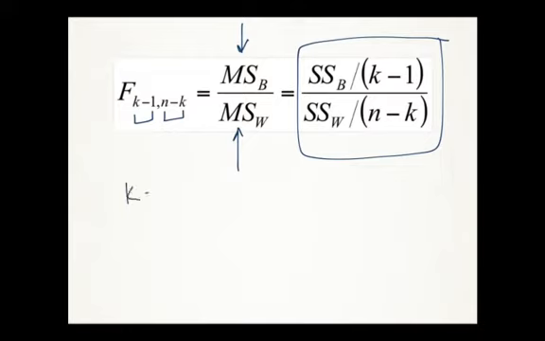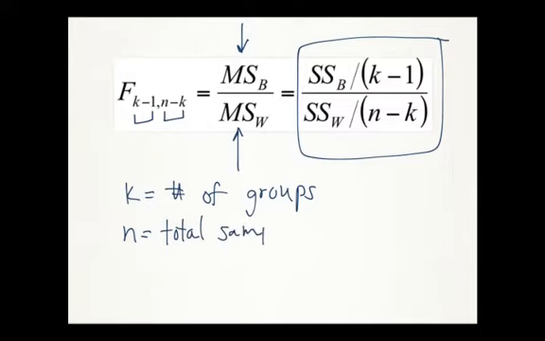Remember, k is the number of groups. In our example, we had 4 different groups: the healthy controls, the benign MS, the secondary progressive MS, and the primary progressive MS. So k would be 4. And n is the total sample size. Okay, good. So you can see we have an F distribution with k minus 1 and n minus k degrees of freedom. k is the number of groups, n is the total sample size. All right.